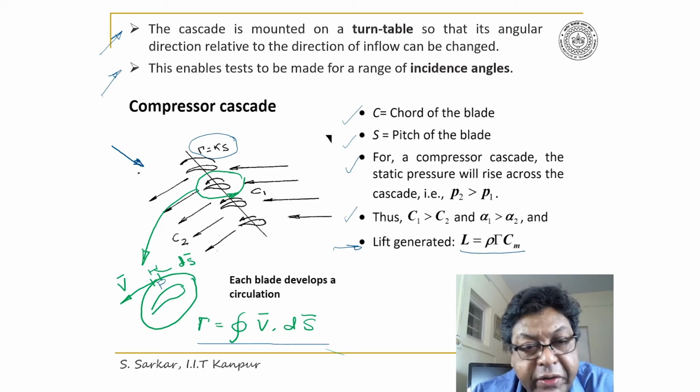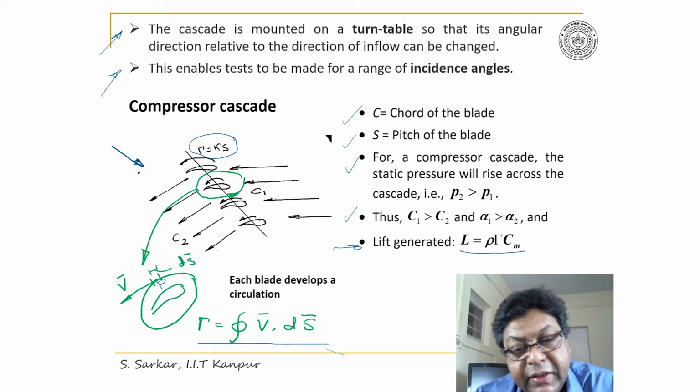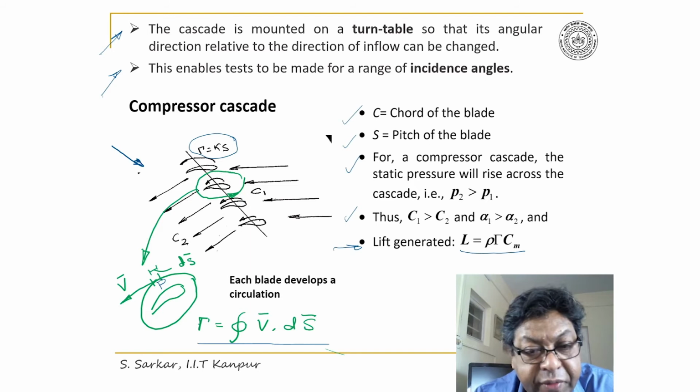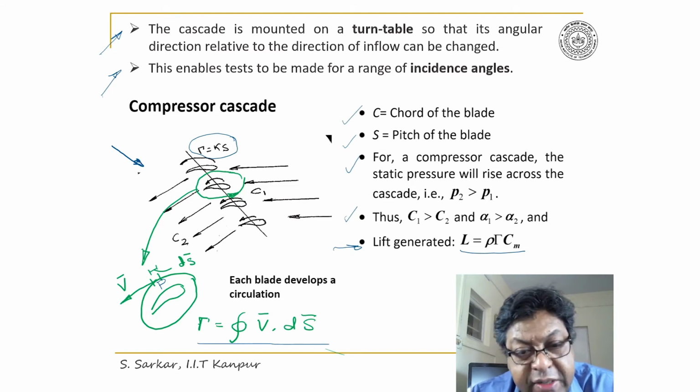Let us now consider a compressor cascade. I have indicated here the schematic where I have shown the array of blades, and the flow is passing through this array of blades. Since it's a compressor cascade, C2 will be less than C1, C2 being the exit velocity. Thus the flow will be decelerated and it will be deflected. Because of this deflection of the flow, there will be a circulation gamma.